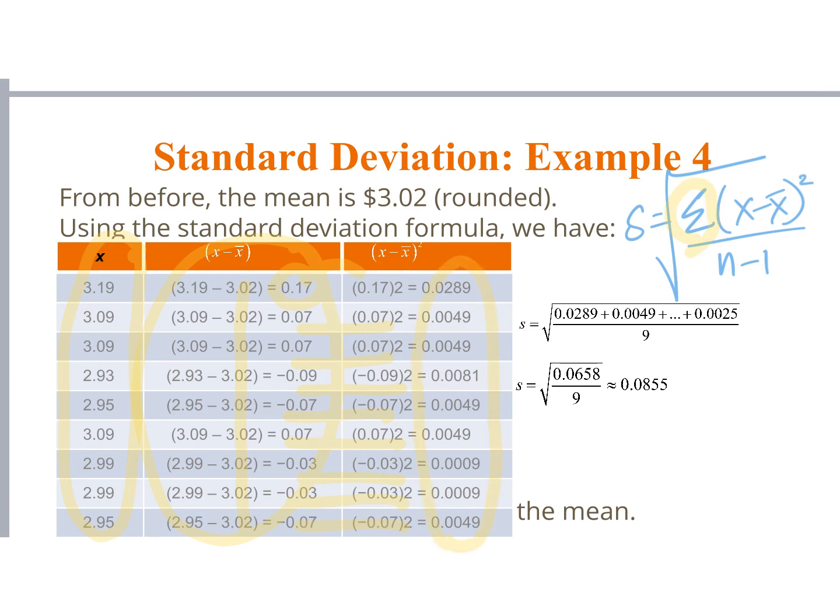Once you have the sum of those values, that's this right here, you're going to divide by n minus 1. In this situation, n is 10, because you have 10 values. 10 minus 1 is 9. This is why there's a 9 right there. So you're going to divide that and then take the square root, and then you'll have the standard deviation.